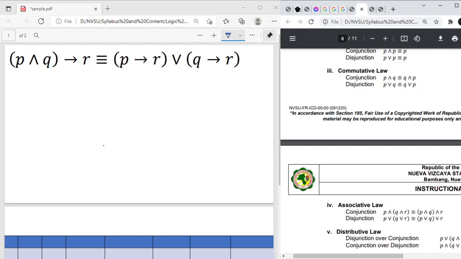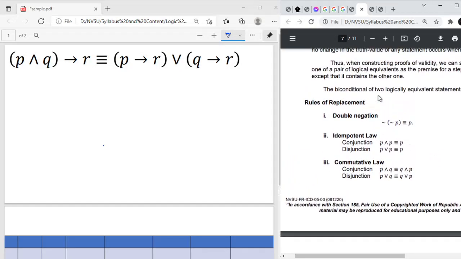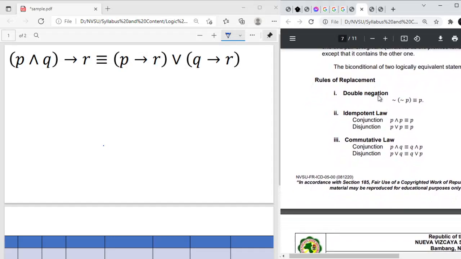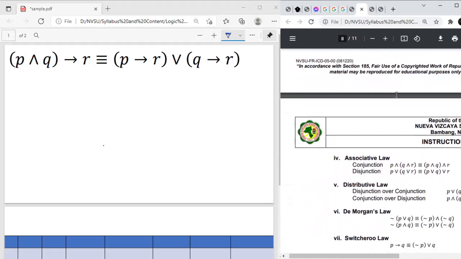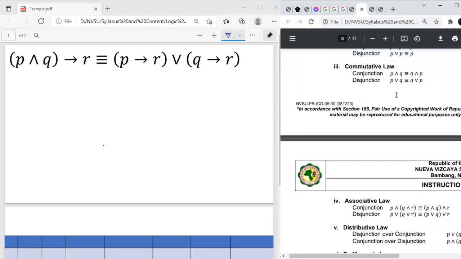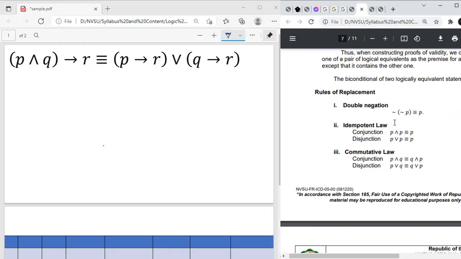So how do we perform verification? For verification, we can make use of the different laws I have presented in your first module. For example, we can make use of double negation, idempotent law, commutative law, associative law, and so on until exportation. If you remember in your pre-calculus or basic calculus when you were in senior high school, logically equivalent statements are also the counterpart of trigonometric identities.